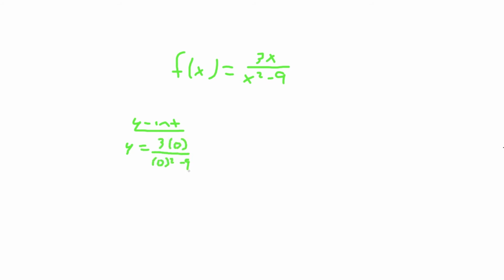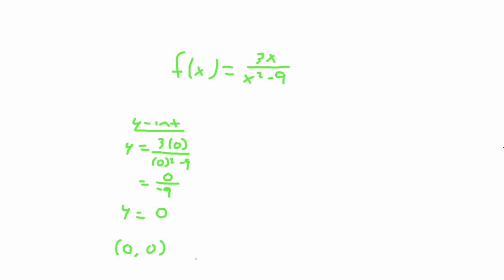Now let's talk about the intercepts. In order to find the x or the y intercepts, you'll set one variable equal to 0 and solve for the other. For the y-intercept, all we have to do is take our equation here and set the x value to 0 and solve for y. And we'll end up with the y-intercept being at 0, 0.